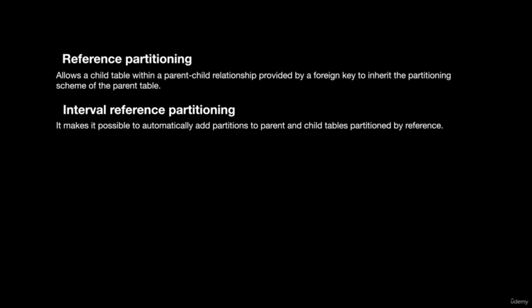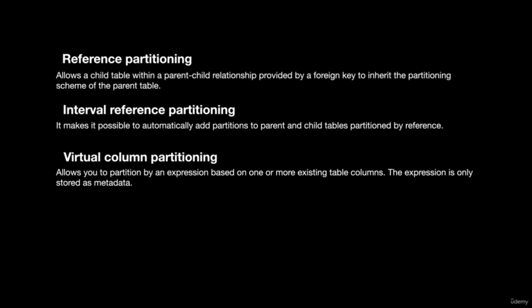Reference partitioning. This one allows a child table within a parent-child relationship provided by a foreign key to inherit the partitioning scheme of the parent table. Previously, a table could only be partitioned based on physically stored attributes. Partitioning by key intervals and references, or interval reference partitioning. As the name suggests, this is a combination of key range partitioning and reference partitioning. This type of partitioning is available starting with Oracle 12c. It makes it possible to automatically add partitions to parent and child tables, partitioned by reference.